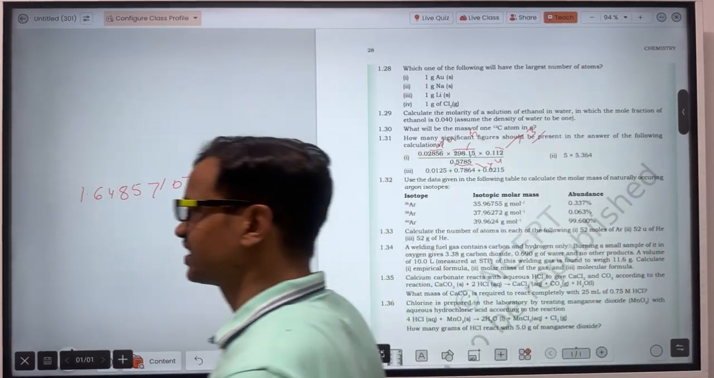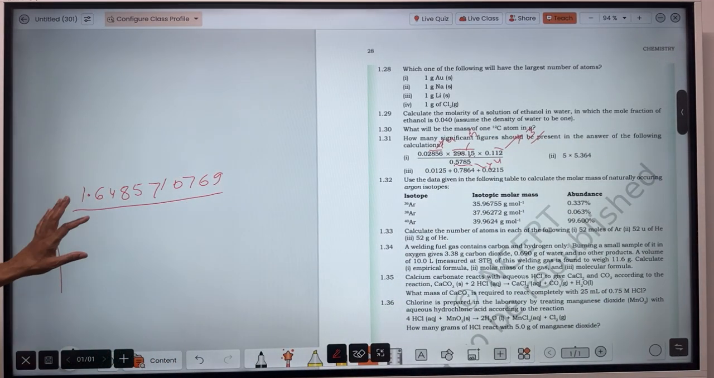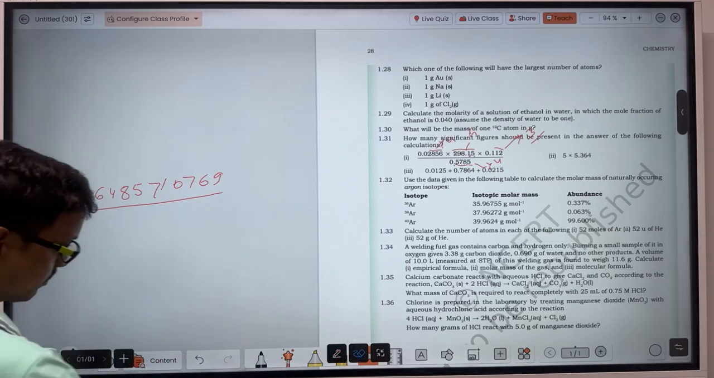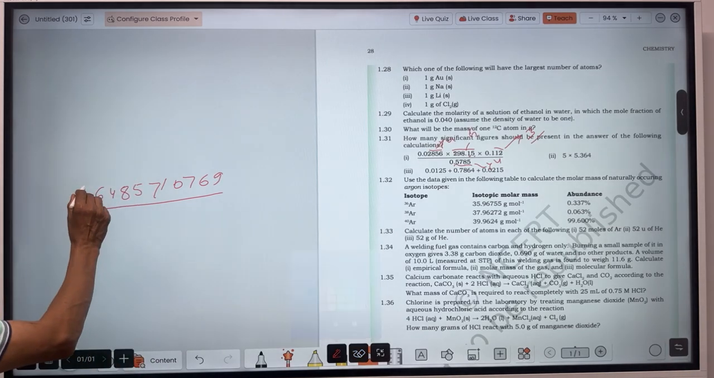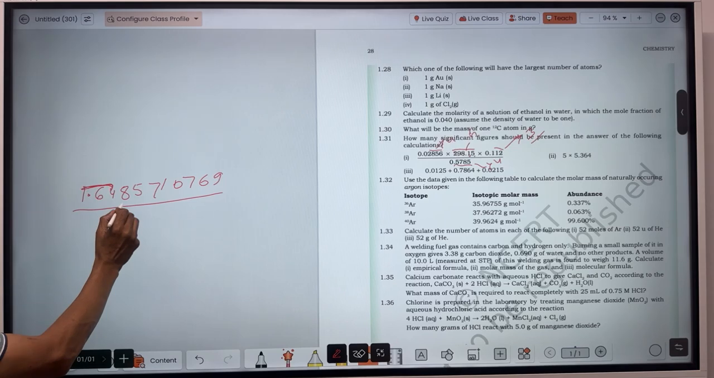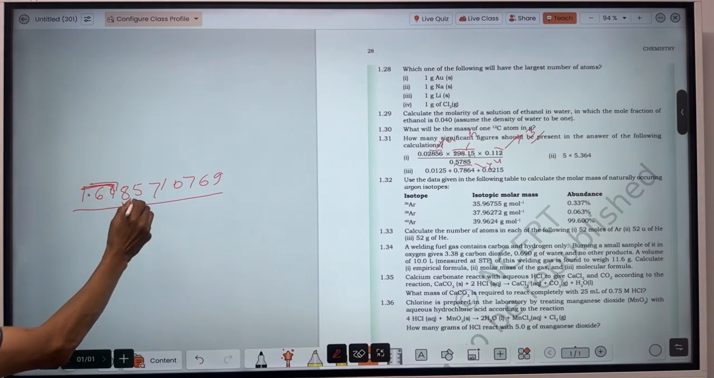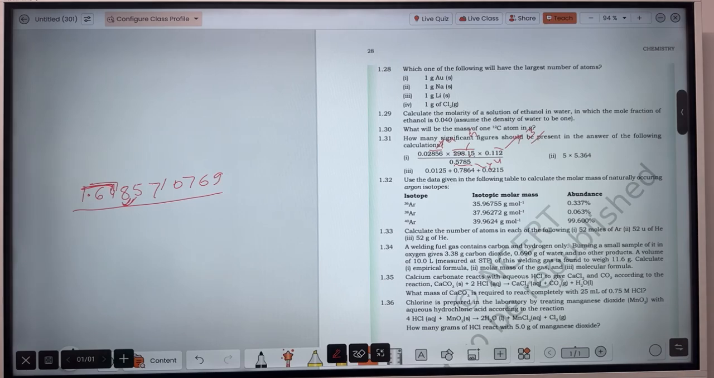So you will have to report this value with 3 significant figures. So 1, 2, 3, this one. You will have to round off here. The fourth digit is more than 5, so this value will increase by 1. So that will be 1.65.